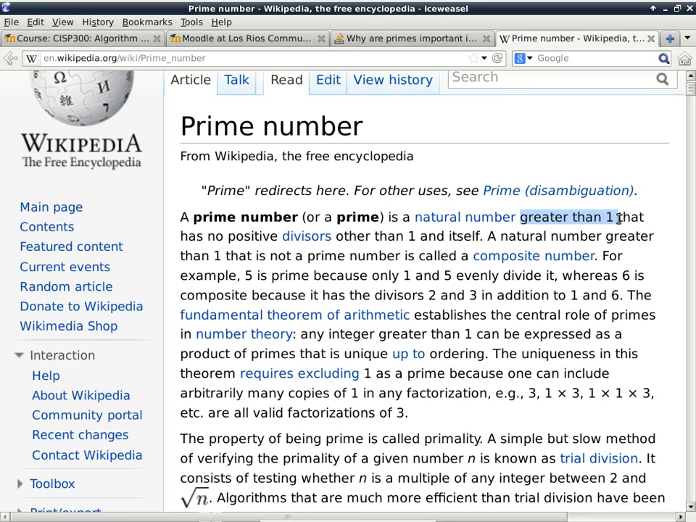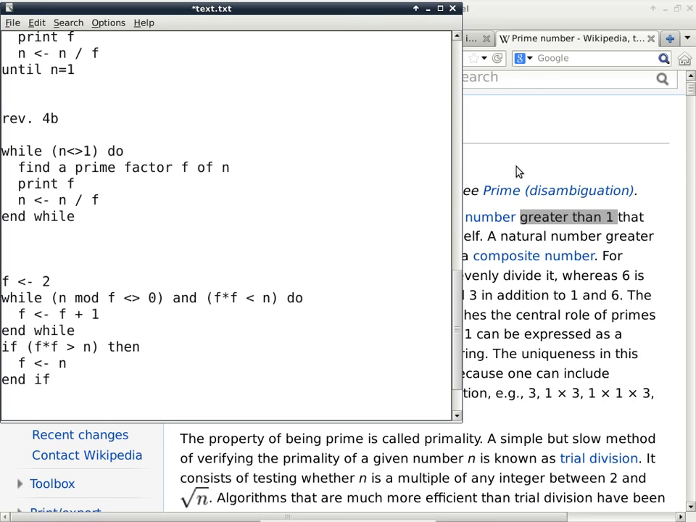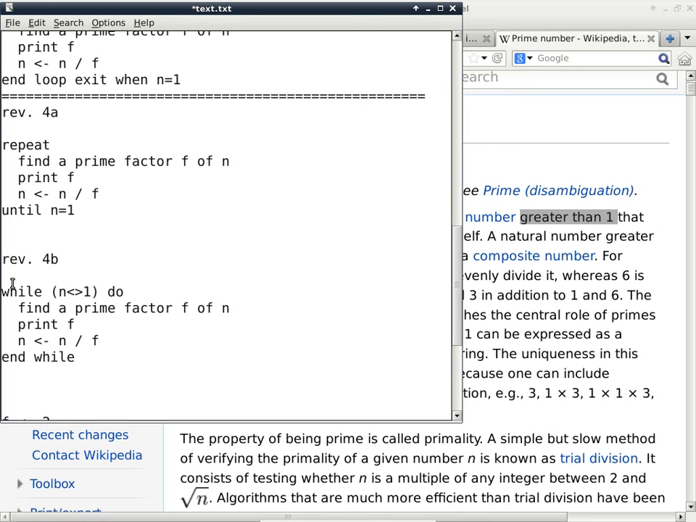Okay, so let's see, we still have 3 seconds. Going back to this algorithm, we have no choice but to choose revision 4b. Okay, that's it.